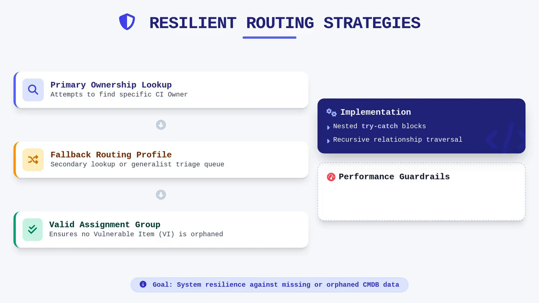Furthermore, we must consider the performance implications of these scripts, given that they execute during every insertion or update of the vulnerable item records. Efficient scripts minimize GlideRecord lookups and avoid redundant database hits, which keeps the total processing time per VI within an acceptable threshold.